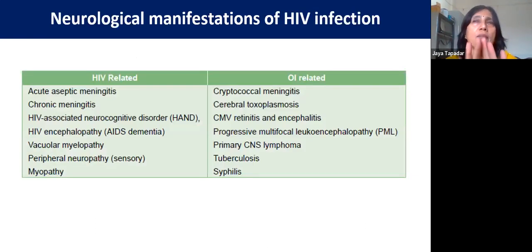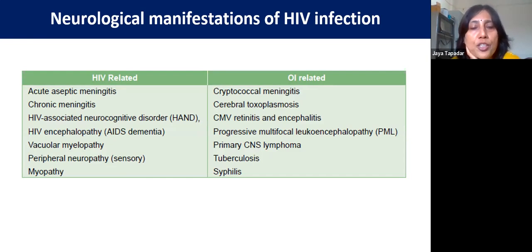So I told you it can be divided into two ways. One is OI related. HIV can affect by the OIs, secondary OIs that occur. The other, the patient can be affected directly by the HIV virus itself. By the direct HIV related diseases are acute aseptic meningitis, which usually occurs when the patient initially has HIV. You can have chronic meningitis also, both due to opportunistic infection and HIV itself.